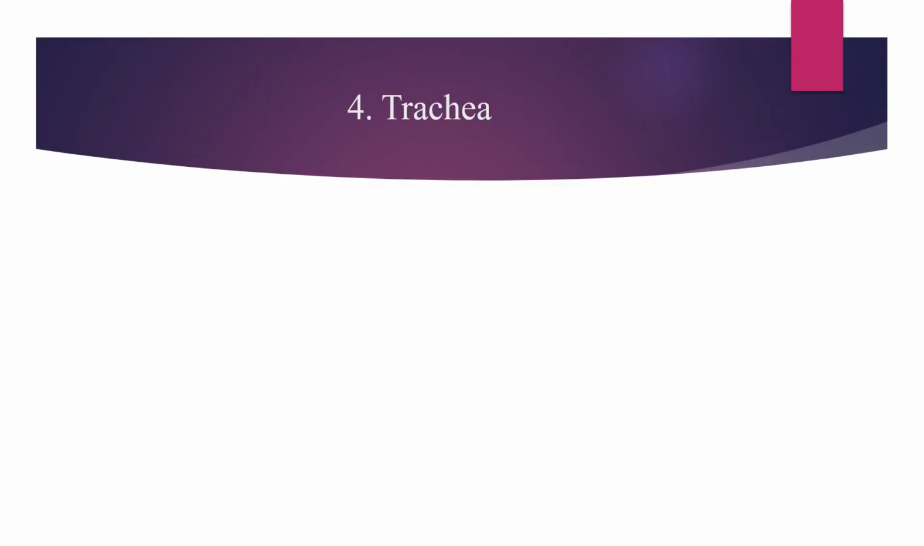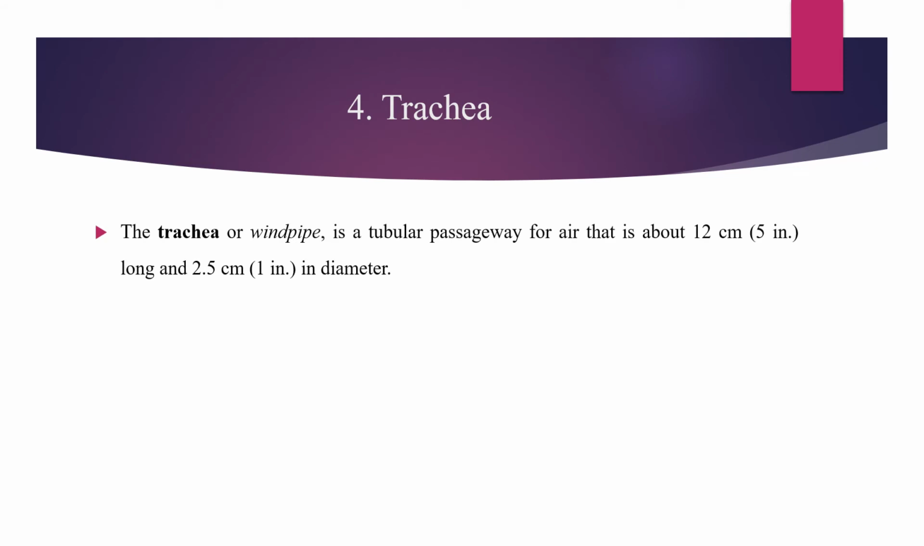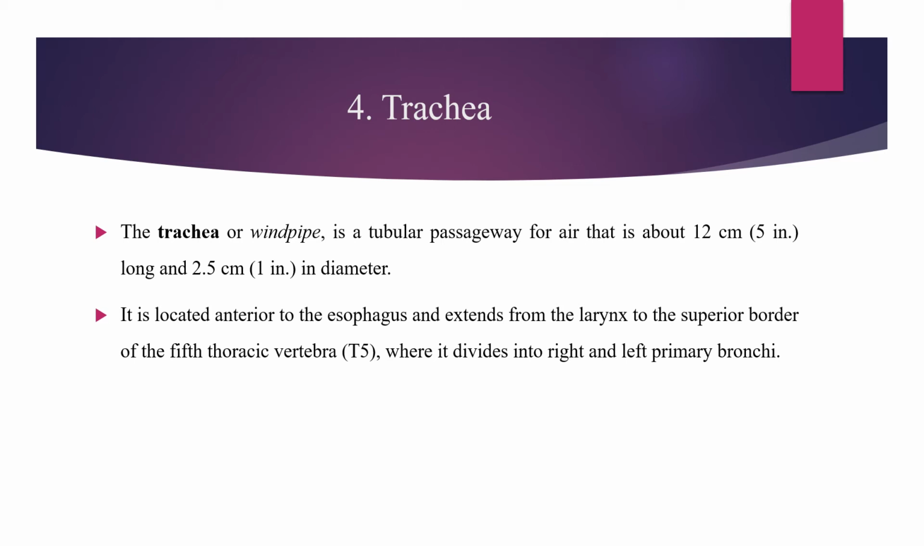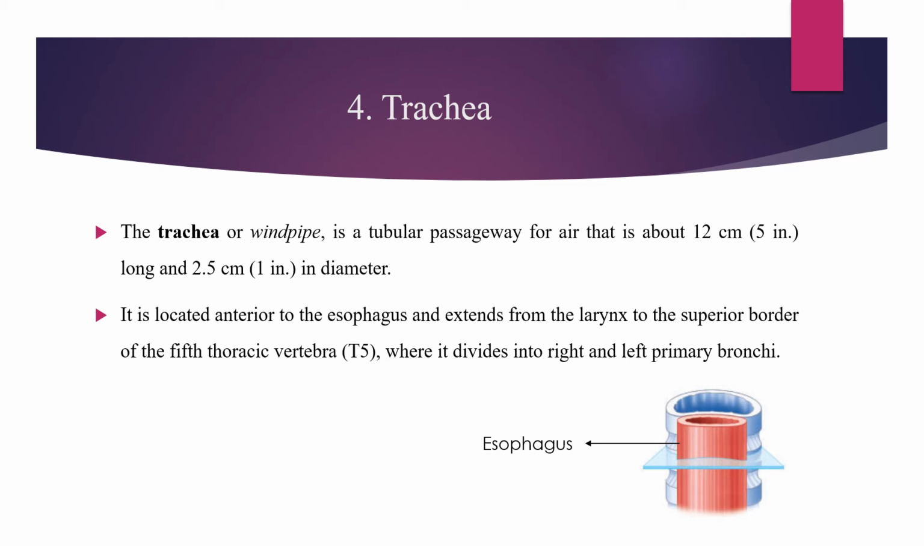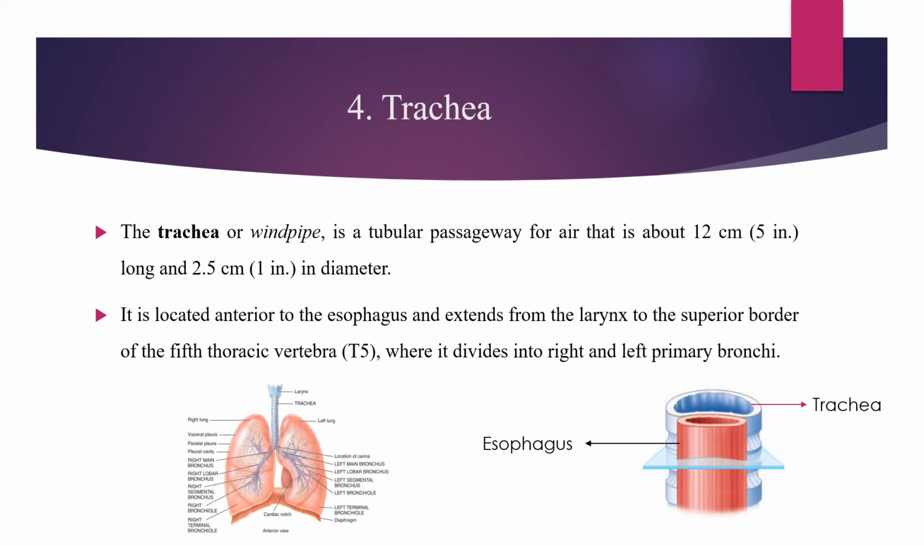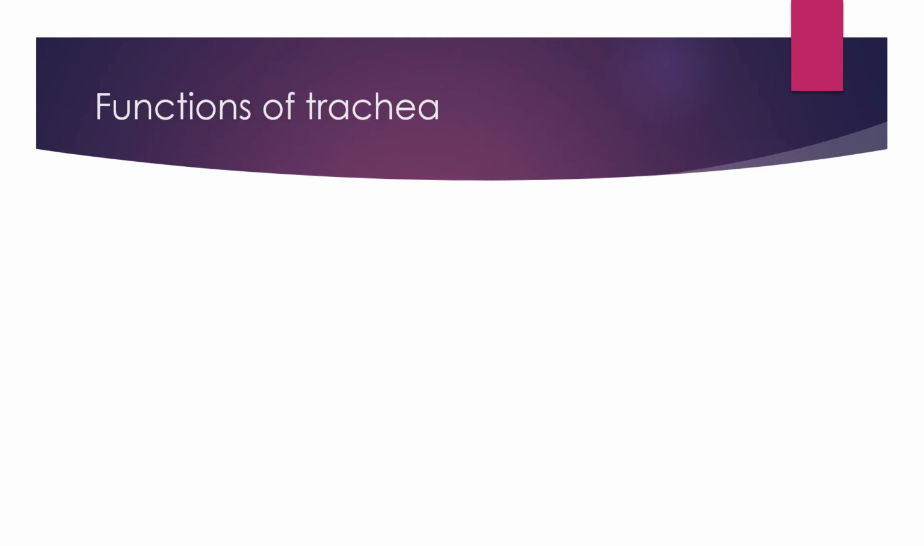Now the next part is the trachea. So trachea is a tubular passage of air that is about 12 cm long and 2.5 cm in diameter. It is located anterior to the esophagus. So here in this diagram you can see this part is esophagus. So on the anterior side this trachea is present. You can see here in this diagram this blue color spiral shape is nothing but the trachea.